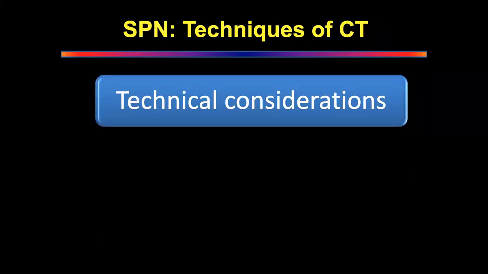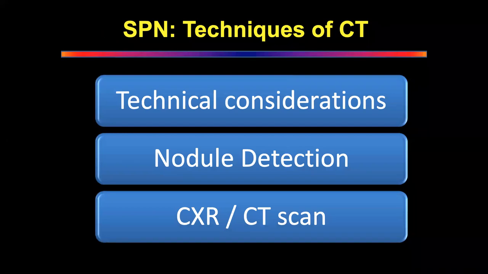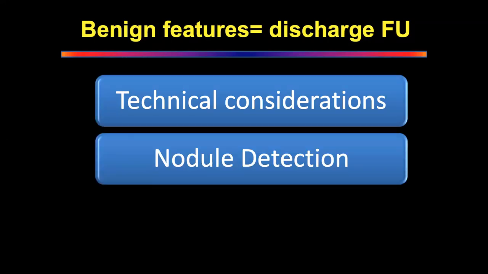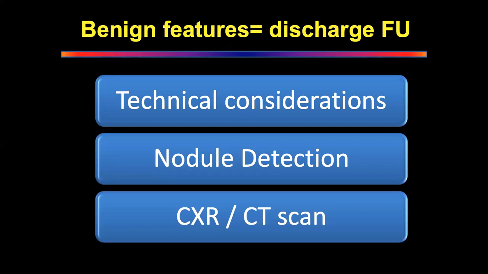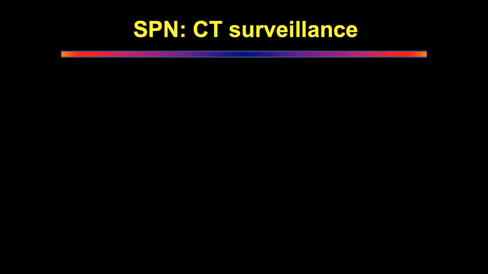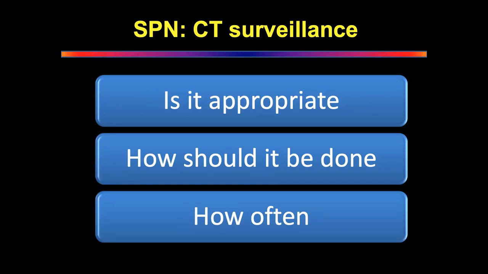Okay, the next question is, if it is a solitary pulmonary nodule, I'm going to ask you, what are the techniques of nodule detection? What is the significance of a chest X-ray versus CT scan? Just go through all of this. If it's benign, what are the features of a benign nodule on a chest X-ray and CT scan? If you're going to tell me this needs surveillance, then is it appropriate? How should it be done, and how often? This slide is very important. This is the question which definitely comes in the exam on a solitary pulmonary nodule.